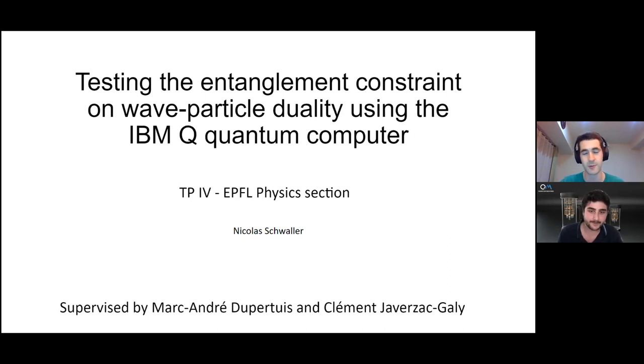So today I will speak about my TP4 project in the physics section of EPFL. For those who don't know, the TP4 is a mandatory project which happens in the first year of master, and it is scheduled for 8 hours per week. My subject of the project was investigating quantum entanglement link with wave particle duality on a bipartite quantum system made of 2 qubits of the IBM Q quantum computer.